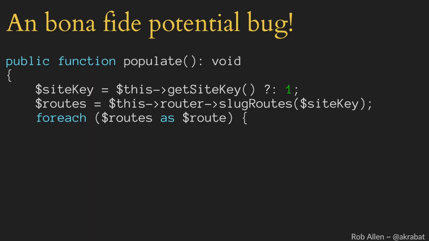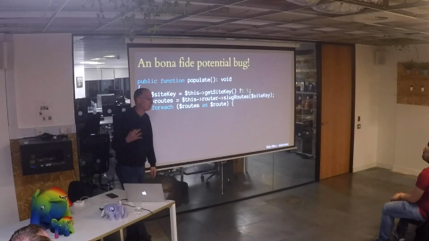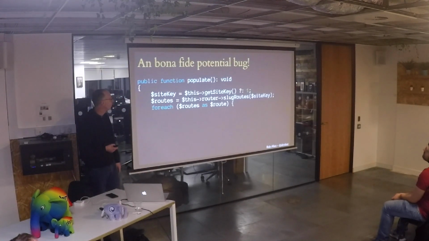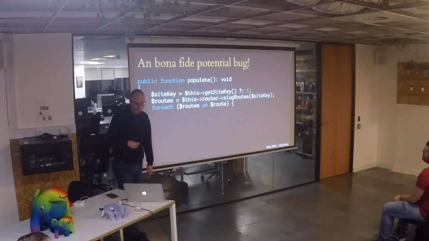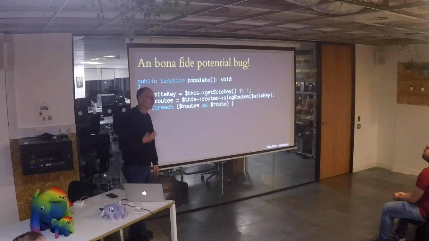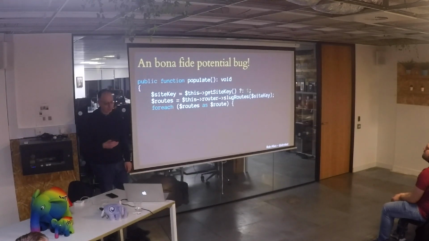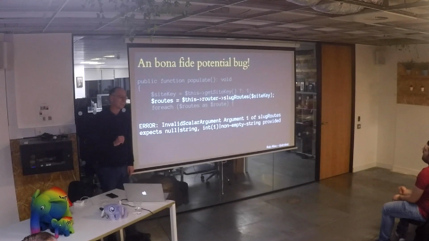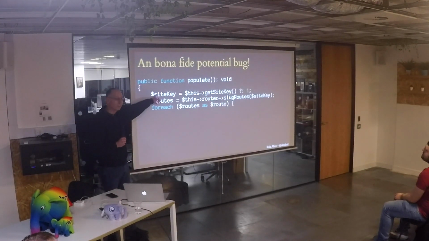How about a bona fide potential bug? Those are actual reasons that I ran this source code, because I know there are bugs in my code. This code here, function populate takes a void, and site key will do this get site key, and if it doesn't exist, it will set it to 1, and then it will use it. We got the error on this line, which is not where I thought the error would be. Who would have guessed it would have been on that line? It's not on this line for a reason.